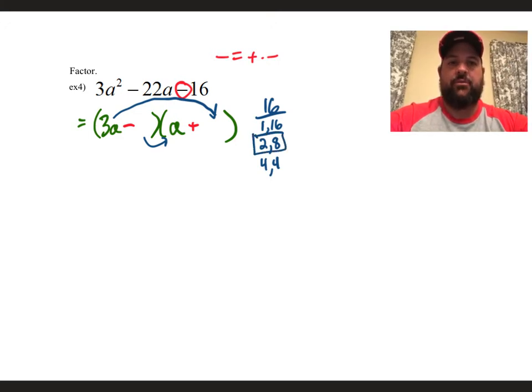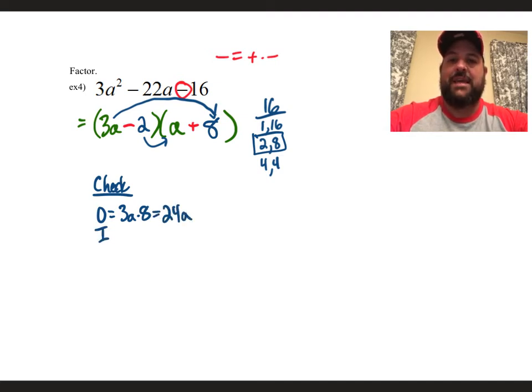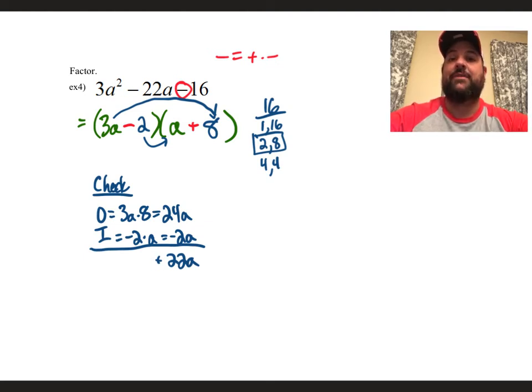Let's try that. So I'm going to plug the 8 in here. That means I have to plug the 2 in here. And now I do my check step. So the check is that the outside plus the inside gives me negative 22a. In this case, the outside multiplication is 3a times 8, which is 24a. And the inside multiplication is negative 2 times a, which is negative 2a. If I combine those, I get positive 22a. And I have a slight problem because I have a positive 22 here, but I should have ended up with a negative 22.